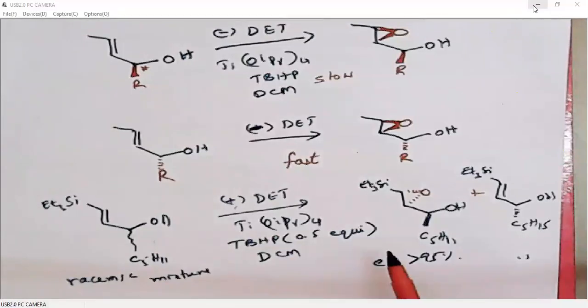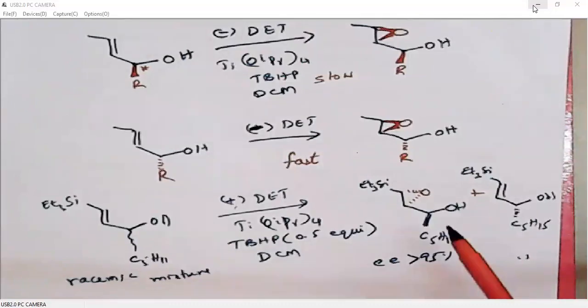So there is a simple shortcut. If you want the substituent below the plane, then we must use plus DET, so that the double bond with the substituent above the plane will be epoxidized, so that can be separated. So we can use this double bond for other reactions.